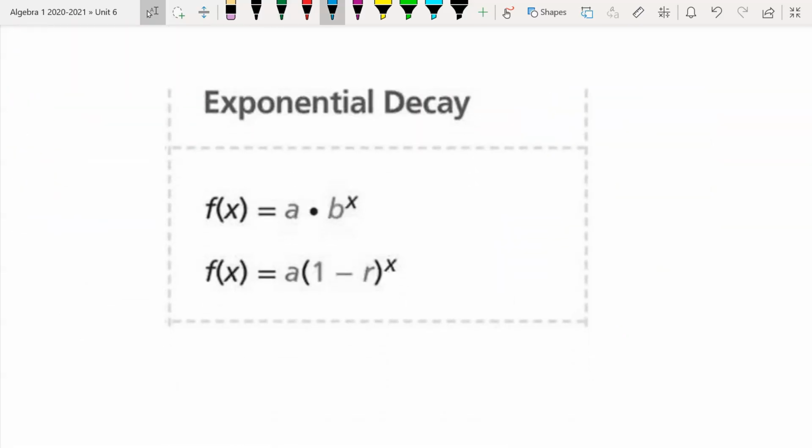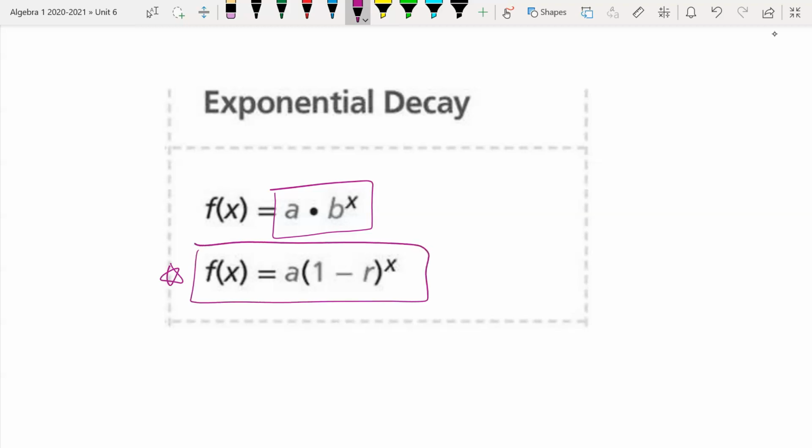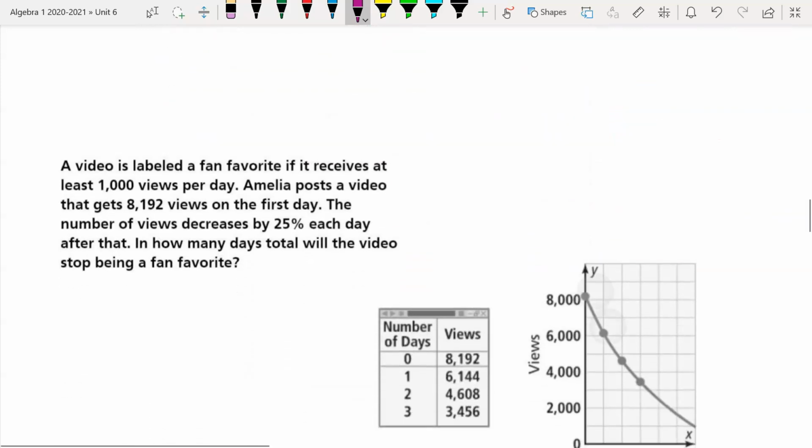So then we have exponential decay. Again, very similar, right? We're still using the a times b to the x. However, exponential decay looks like this. Very similar to the growth, except instead of adding r, I'm going to subtract r. So same thing. Your a is still your initial amount, your x is usually your time, and your r is a rate percentage converted to a decimal.